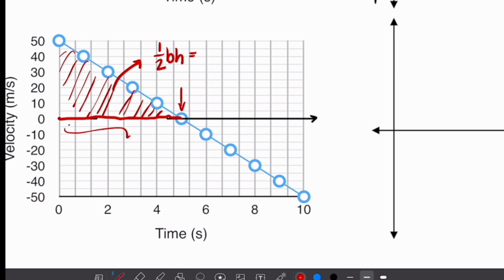The base appears to be 5 seconds. Remember, we have to bind our curve against the 0 mark. So 5 seconds there. So 1/2, 5 seconds. And the height seems to be 50 meters per second. You can do that. You guys are good at mathematics. I've checked most of your scores. 1/2 of 50 is 25. 5 times 25 is 125 meters, and it's positive.